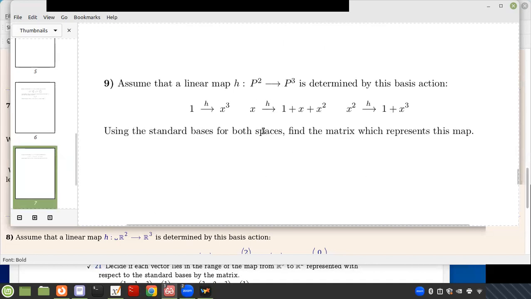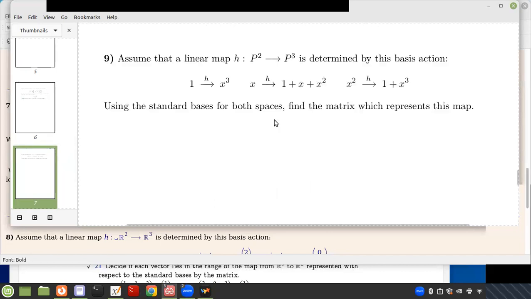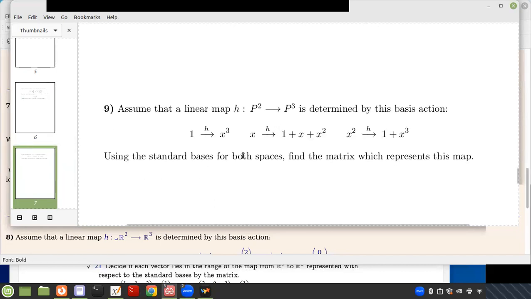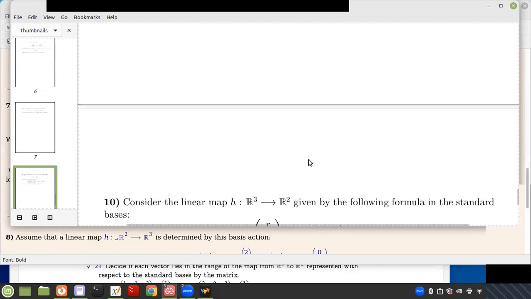And then here is number 9. I'm given the basis action of polynomials from P2 to P3. For P2, I have 1, x and x squared, using standard bases for both spaces. So for P3, it'd be 1, x, x squared, x cubed. And you find the matrix that represents this map.